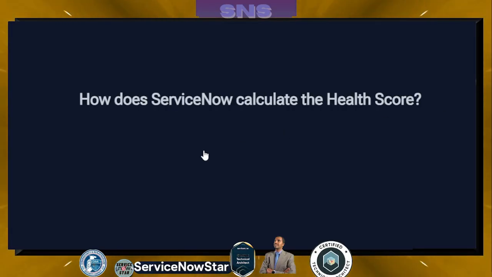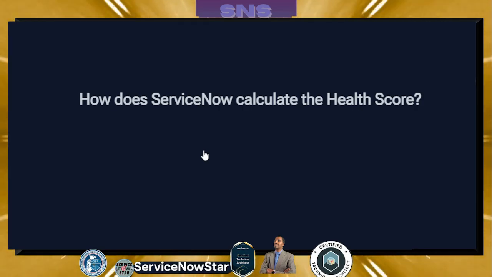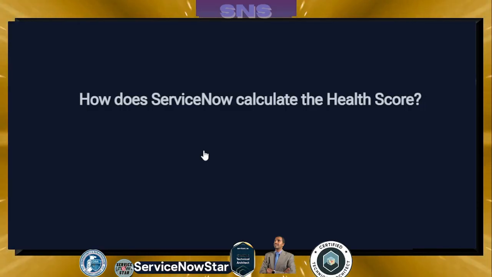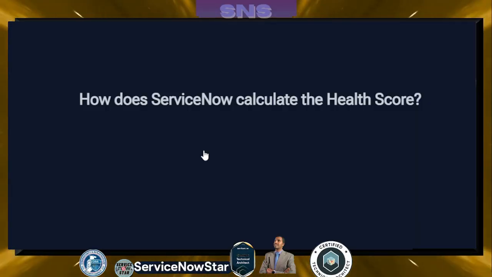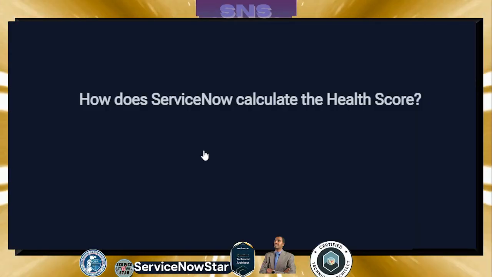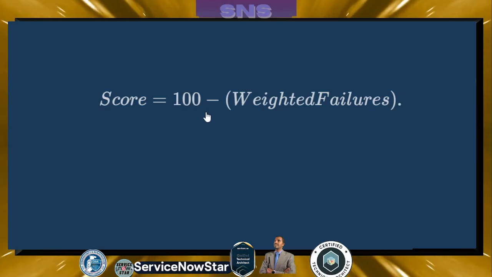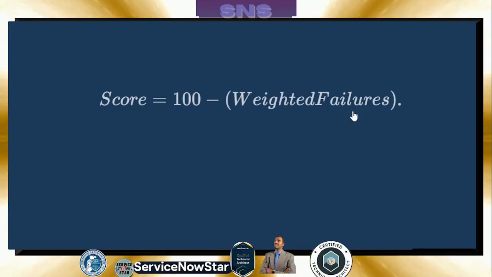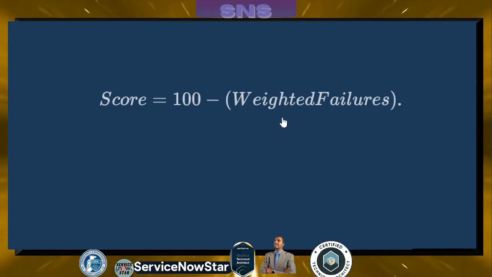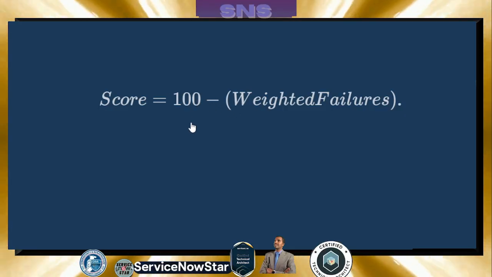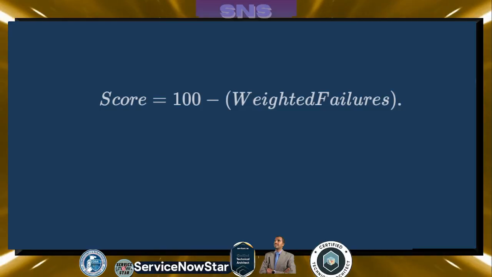How does ServiceNow calculate the health score? CMDB health score is calculated as 100 minus the weight of failure. Whatever weight of failure you have is going to be deducted from 100. That's how you calculate the health score.